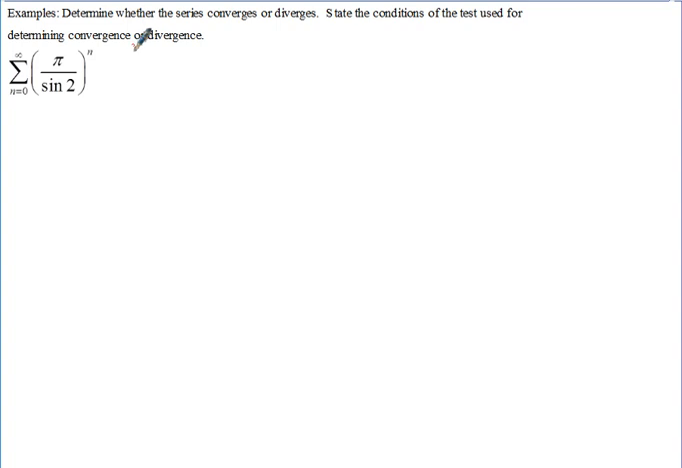So let's find the first 3 terms and see what's happening. If you plug in 0, that's going to just give you 1. If you substitute in 1, that'll be pi over sine of 2. If you substitute in 2, it'll be pi over sine of 2 squared. So notice what the pattern is. You're multiplying by pi over sine 2 each time to get to each term. And since you're multiplying by the same thing each time, this is geometric, and our common ratio is pi over sine 2.